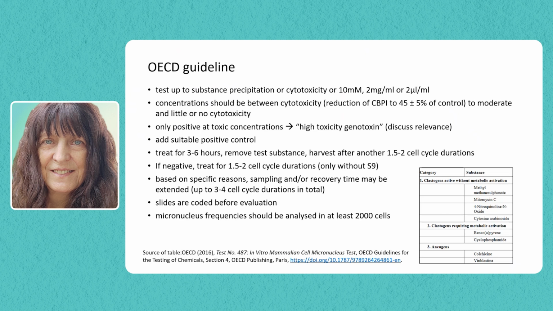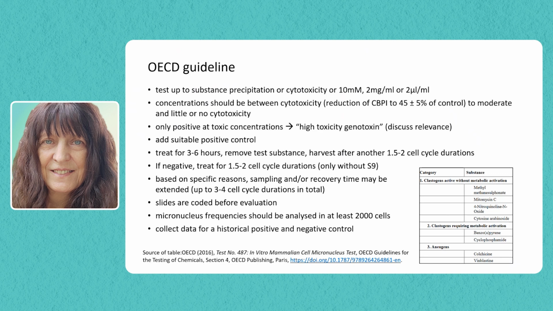Importantly, the slides are coded before evaluation. This is really a requirement. Even in basic research, you need to code the slides or have someone else code the slides, better than coding them yourself. And you have to analyze the micronucleus frequency in at least 2,000 cells. So usually you count 1,000 from one slide and another 1,000 from another slide.